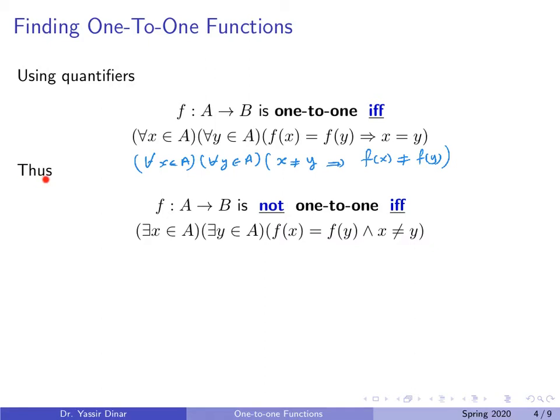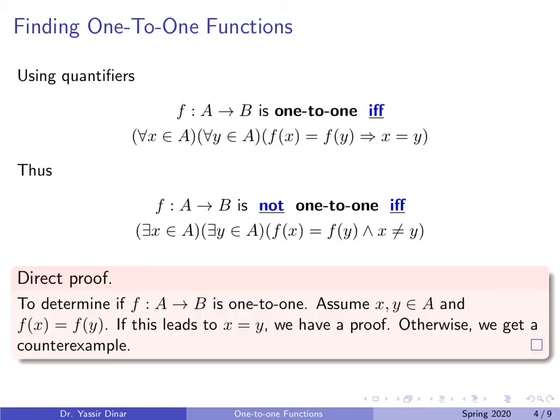Now we also get the conditions for when the function f from A to a set B is not one-to-one. This happens if the negation of this statement holds. That means we can find x in A and y in A such that the images of these elements are equal, but x doesn't equal y. So to determine if a function from a set A to a set B is one-to-one, we use these conditions in the proof.